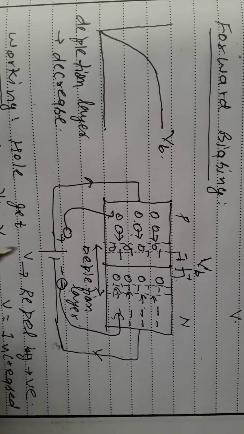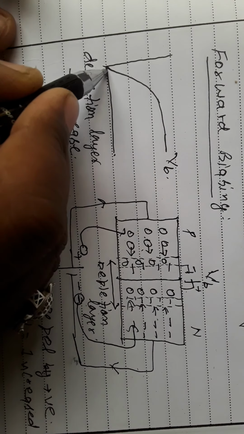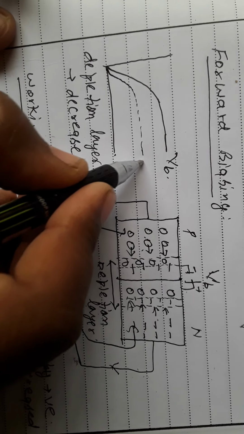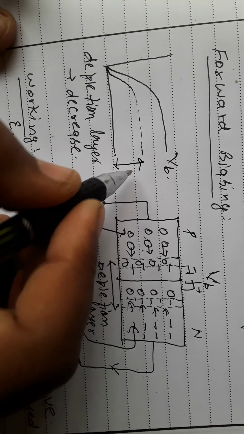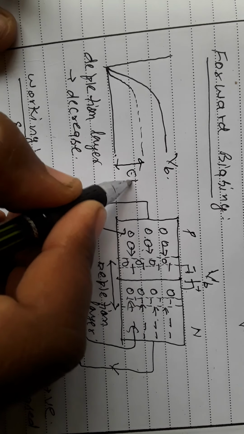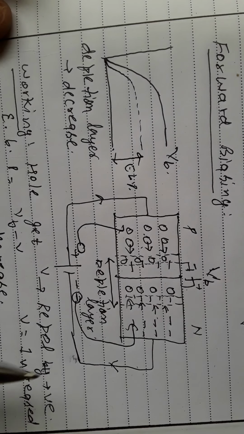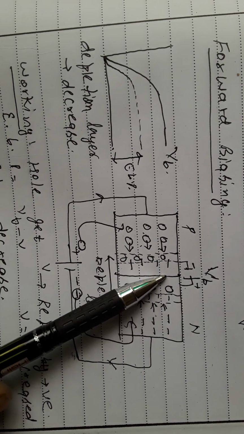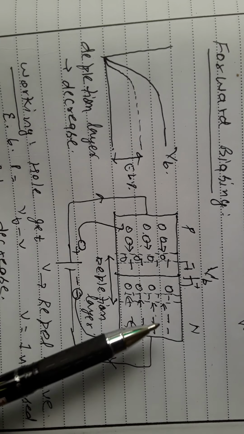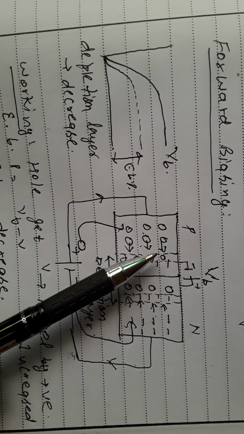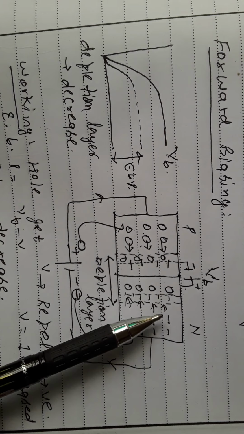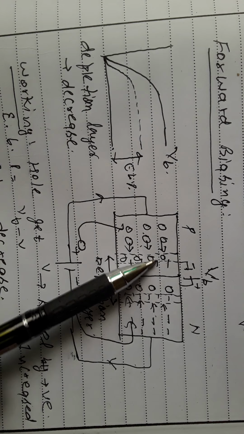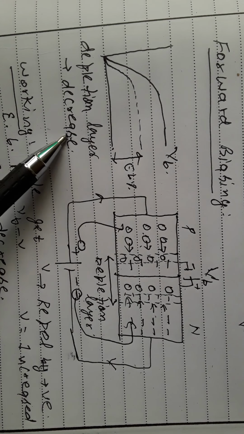If we plot the graph for the effective barrier potential, we can see here that this is the graph for the effective barrier potential. We can say that the barrier potential decreases. So in forward biasing, holes from the P side enter into the N side of the PN diode, and electrons from the N side enter into the P side of the diode. When the majority charge carriers move, they enter into the depletion layer first. Therefore, the depletion layer decreases.